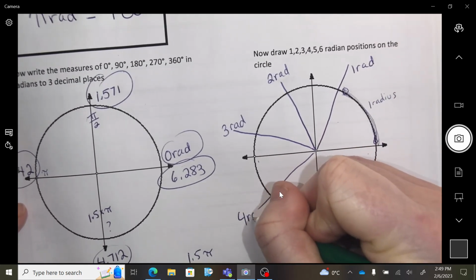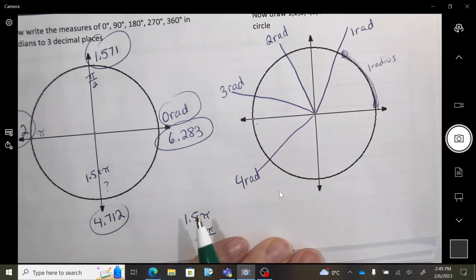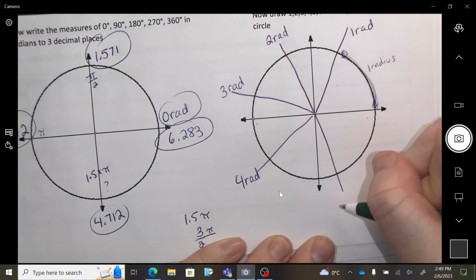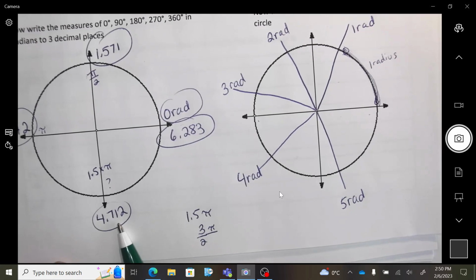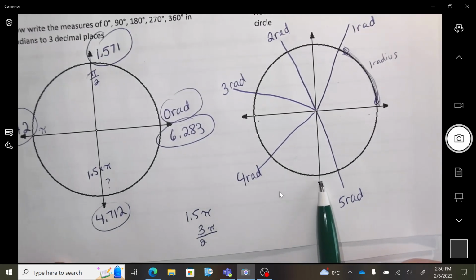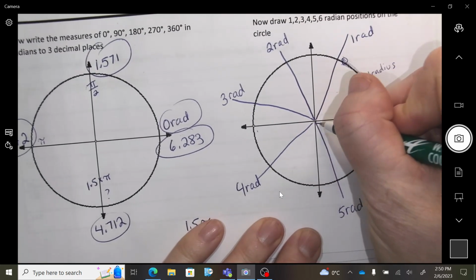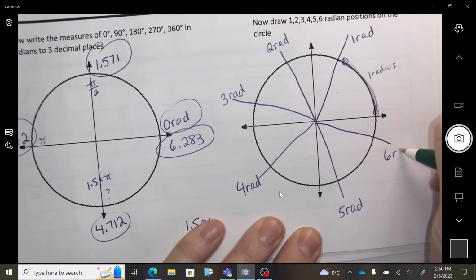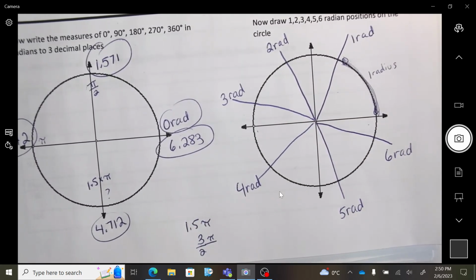would be in this quadrant, right? 5 is in this quadrant, right? Sure, because this is 4.7. So 5 is after that. And then 6, because you have a little bit left over, right? Because you have to have 6.28.